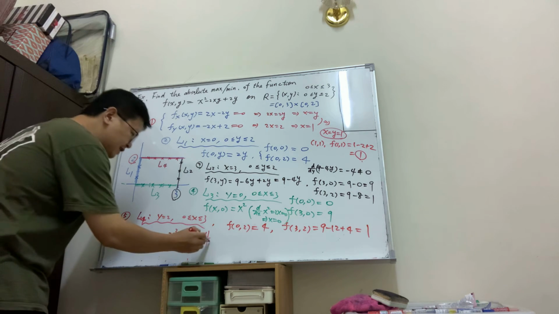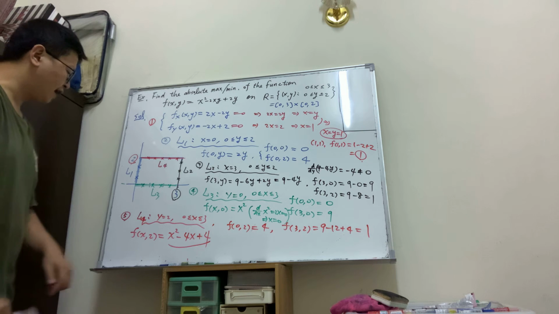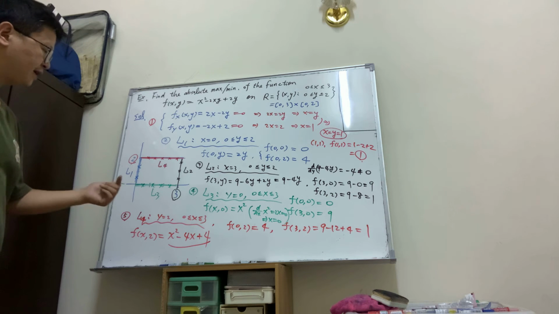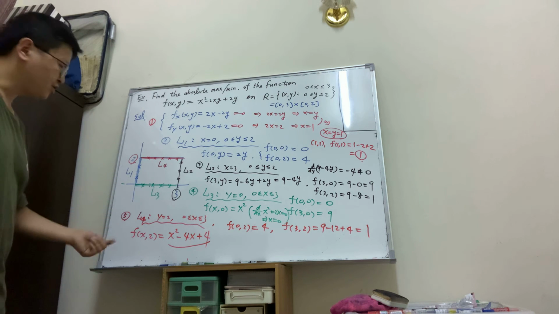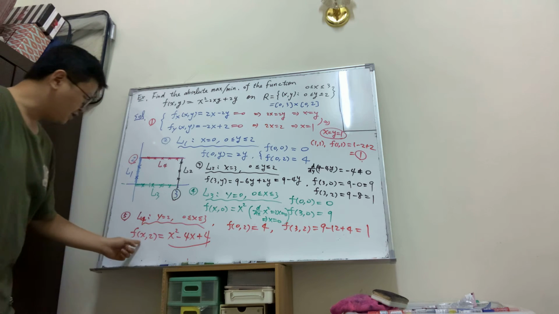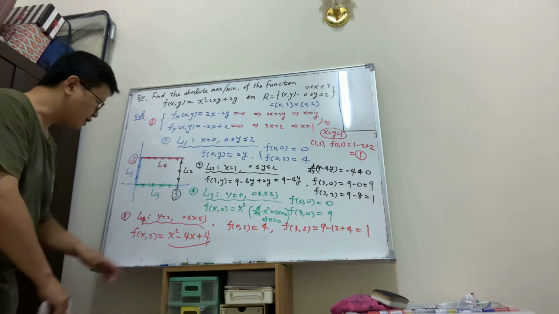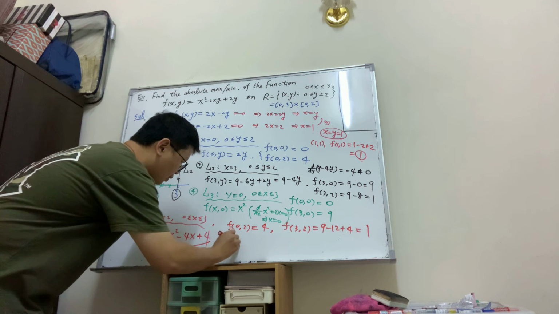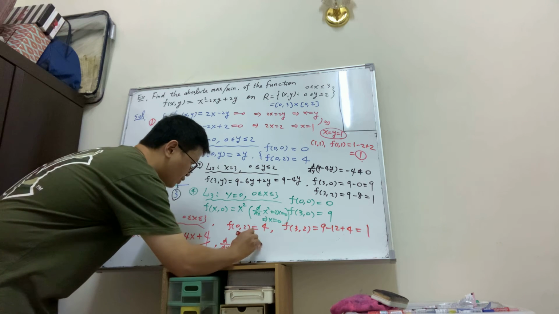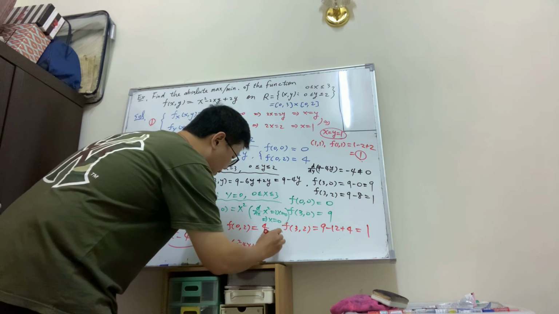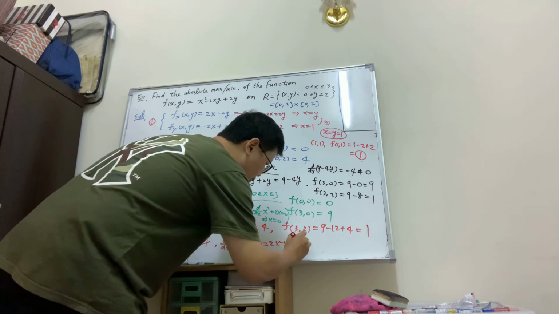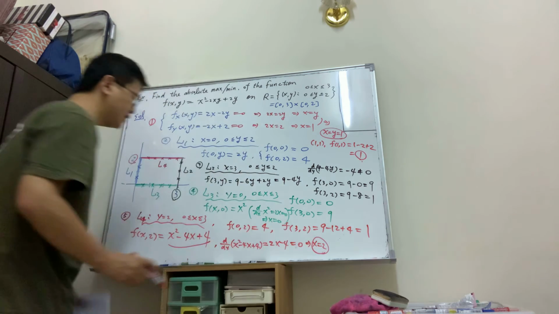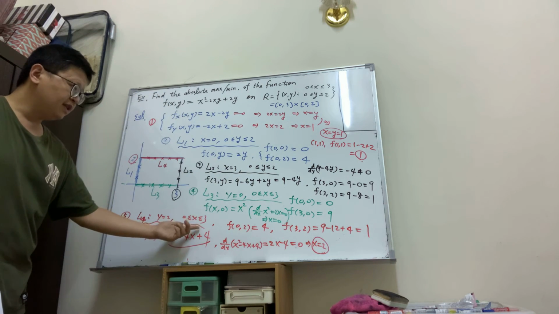Another thing is that it's still a continuous function on a closed and bounded interval. I mean, it must have an absolute maximum and absolute minimum. How to check? The endpoints 0 and 3, and then you also need to check its critical number. In other words, you should consider its derivative. The function is x squared subtract 4x plus 4, and its derivative is 2x subtract 4. Let it be 0, you will get x equals 2, and the value x equals 2 is between 0 and 3.